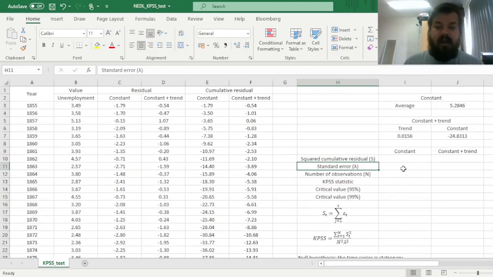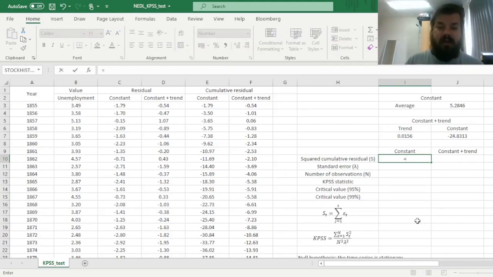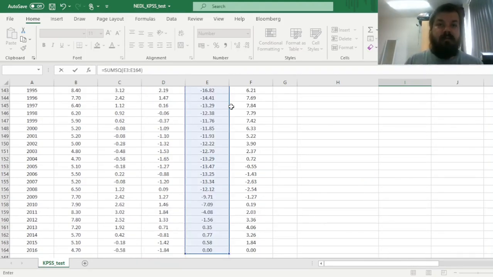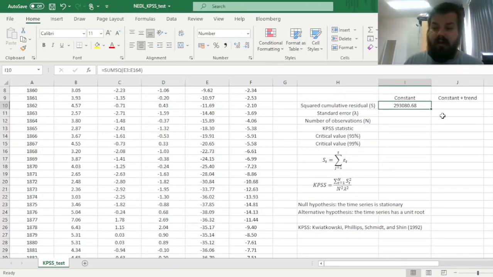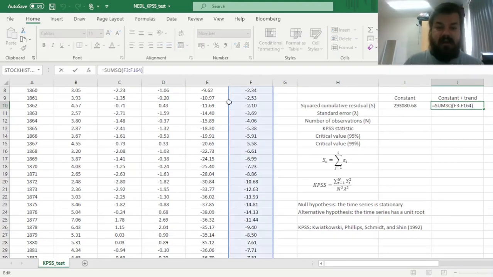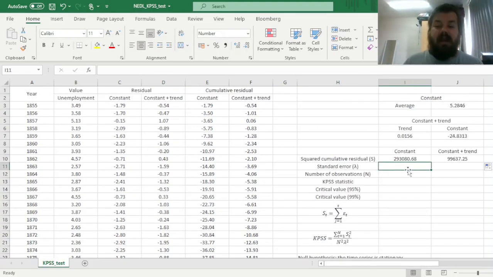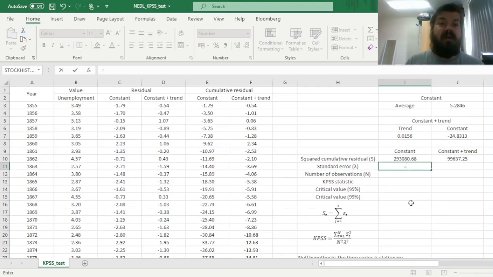So without further ado, let's calculate the squared cumulative residuals, the sum squared of the respective columns. So we can just apply the sum squared function to this particular column in the constant specification, and dragging it across, we'll immediately get the same value for the constant plus trend specification. And now we can calculate the standard errors, bearing in mind that we have to adjust for the degrees of freedom reduction. So in terms of the standard error for the constant specification, we have reduced the degrees of freedom by only one, as we have got one coefficient, it being the constant.